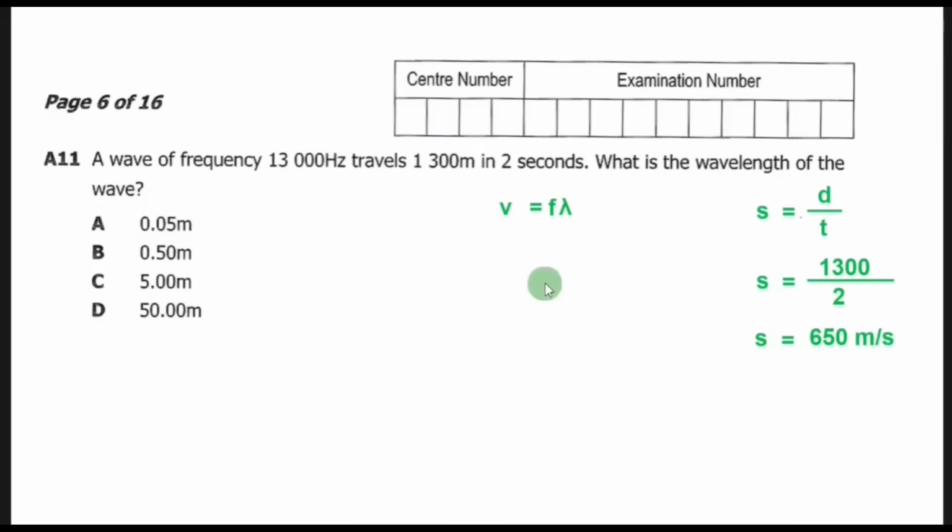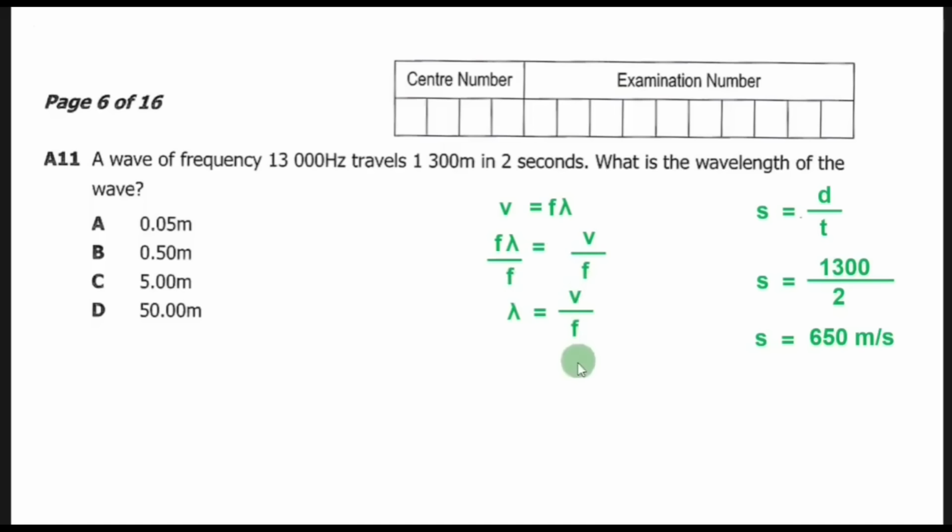Then we should make lambda, the wavelength, the subject of the formula. We start with the part containing the wavelength: frequency times wavelength is equal to velocity. To remain with wavelength, we divide both sides by frequency. Frequency and frequency cancel, so wavelength is equal to velocity divided by frequency. Now we have made the wavelength the subject of the formula.